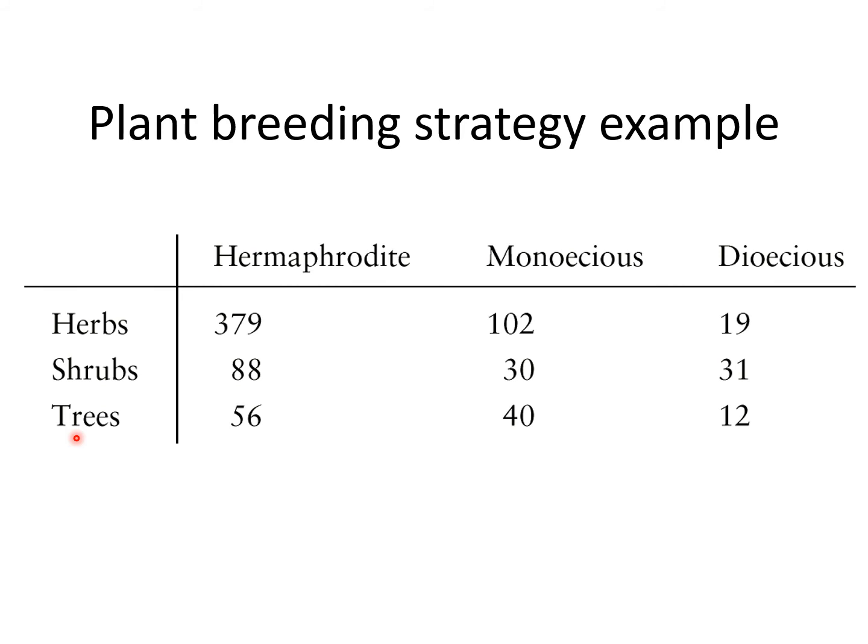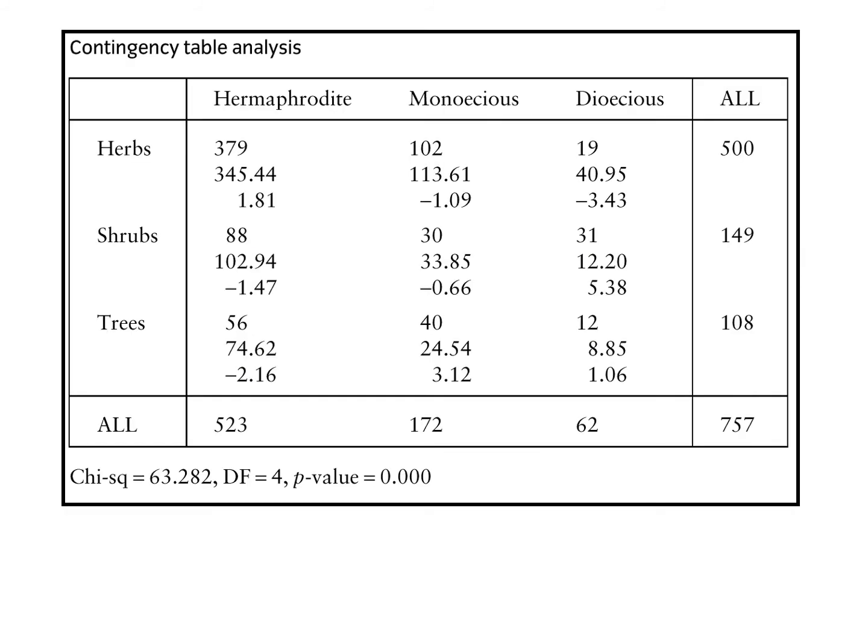So one would expect that monoecious and even more dioecious would be dominant strategies, that they would be more common than expected by chance. Let's have a look at this data set and let's calculate the expected values. So here we have for every category 3 values. The first is the observed. In other words, there are 379 herb species that show a hermaphroditic reproductive strategy. In other words, they've got perfect flowers.